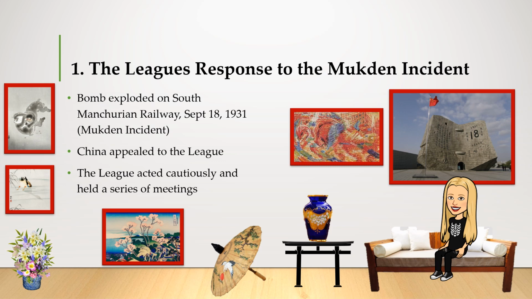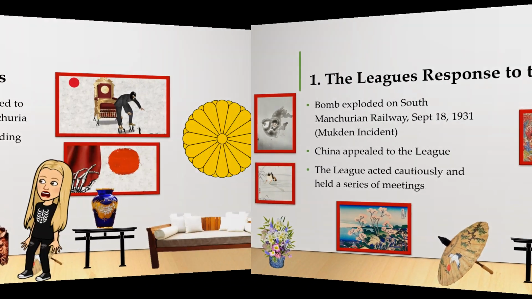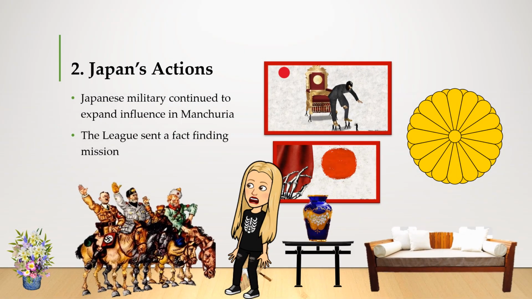It held several meetings to discuss what action should be taken. These meetings were attended by the Japanese government, China, and the United States, who, although not a member of the League, was invited to send representatives to the Council. While the Japanese government seemed to be cooperating with the League, the army continued to expand its influence over Manchuria in defiance of the request from the League that Japanese troops should withdraw to the railway zone.